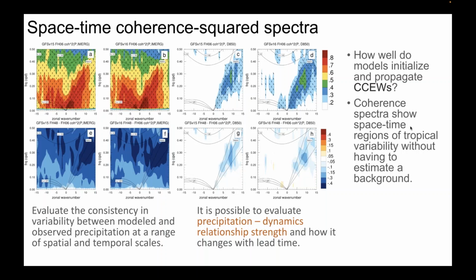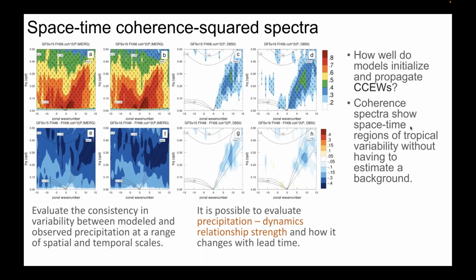Another thing to look at in the tropics are these space-time spectra, where you're looking at zonal wavenumber versus frequency. What this helps us look at is how well models initialize and propagate convectively coupled equatorial waves. Looking at space-time coherence spectra rather than power spectra, we can see regions in space-time that have enhanced coupling in the tropical variability between, for example, precipitation and dynamical variables, without having to estimate a background spectrum and remove that. So with these, we can evaluate the precipitation-dynamics relationship strength and how it changes with lead time.